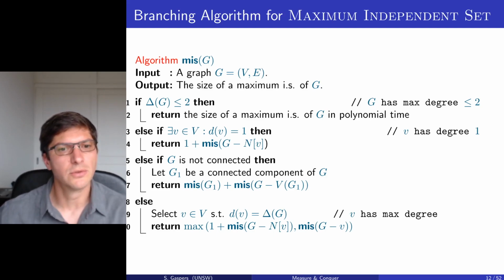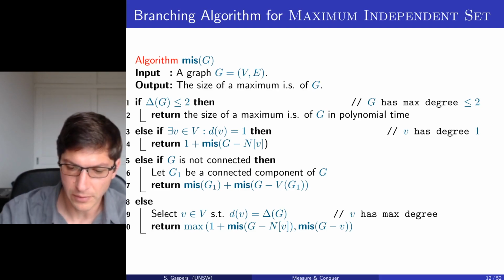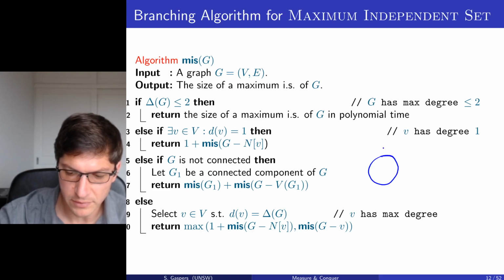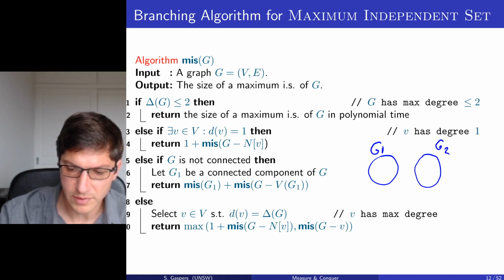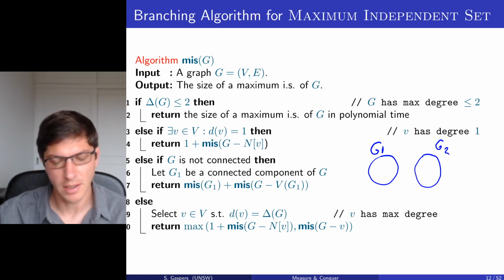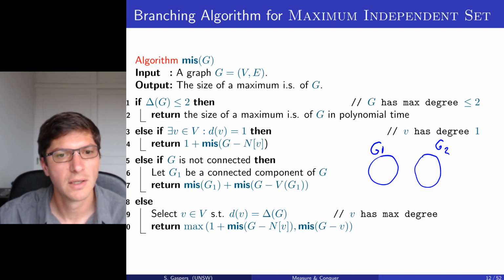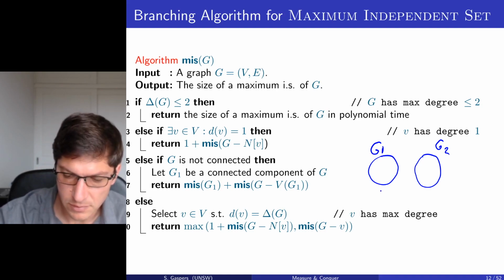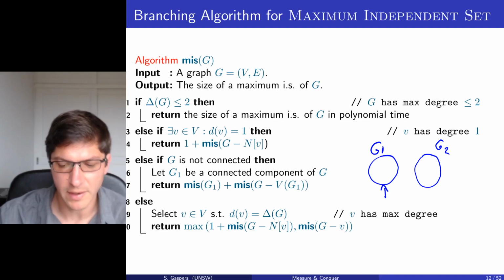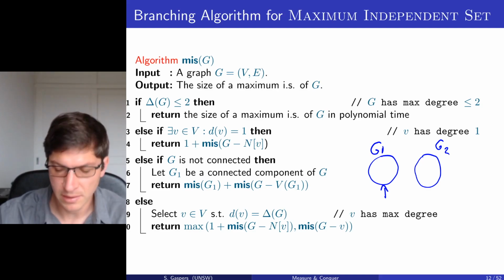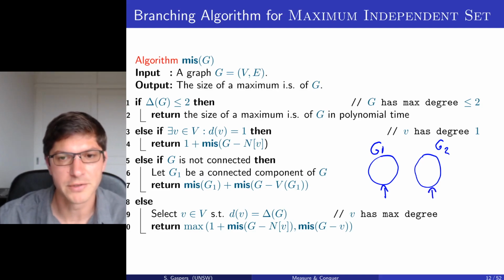Next, there's a branching rule for the case where the input graph is not connected. So our graph now has at least 2 connected components. So there are 2 subgraphs G1 and G2, and there's no edge between those. Then what the algorithm does, it computes the size of the largest independent set in G1 and the size of the largest independent set in G2 and just returns the sum.